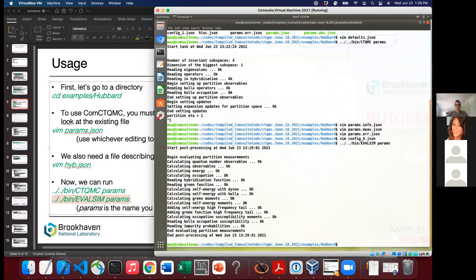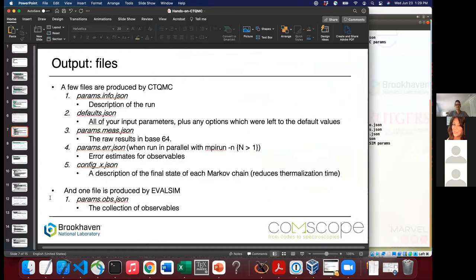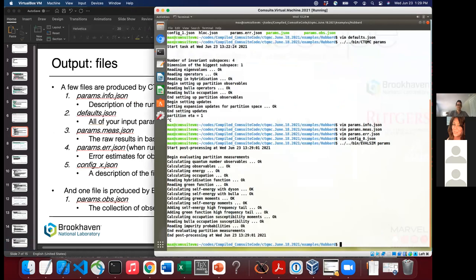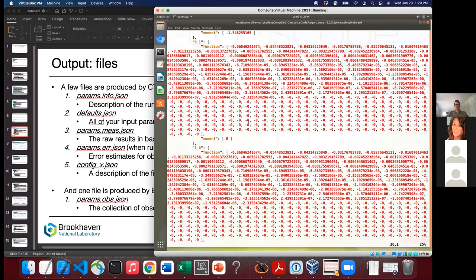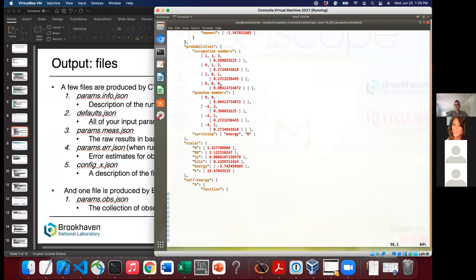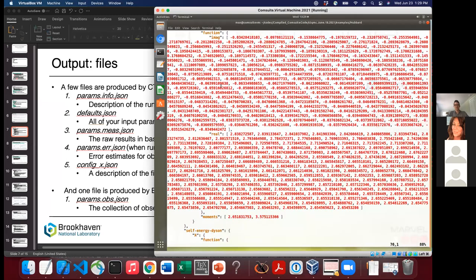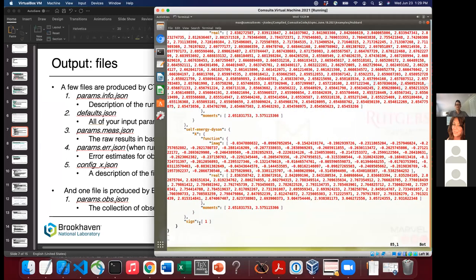So this will almost instantly go, and it'll just translate this params.measure.json into params.observables.json. And now this will show all of your processed functions and all of the observables we've told it to sample and that it can sample. And there's a lot in here, which the user guide gives a description of. You see here our average sign. This is an important one. In this case, it's just one because it's the Hubbard model. There's no sign problem.